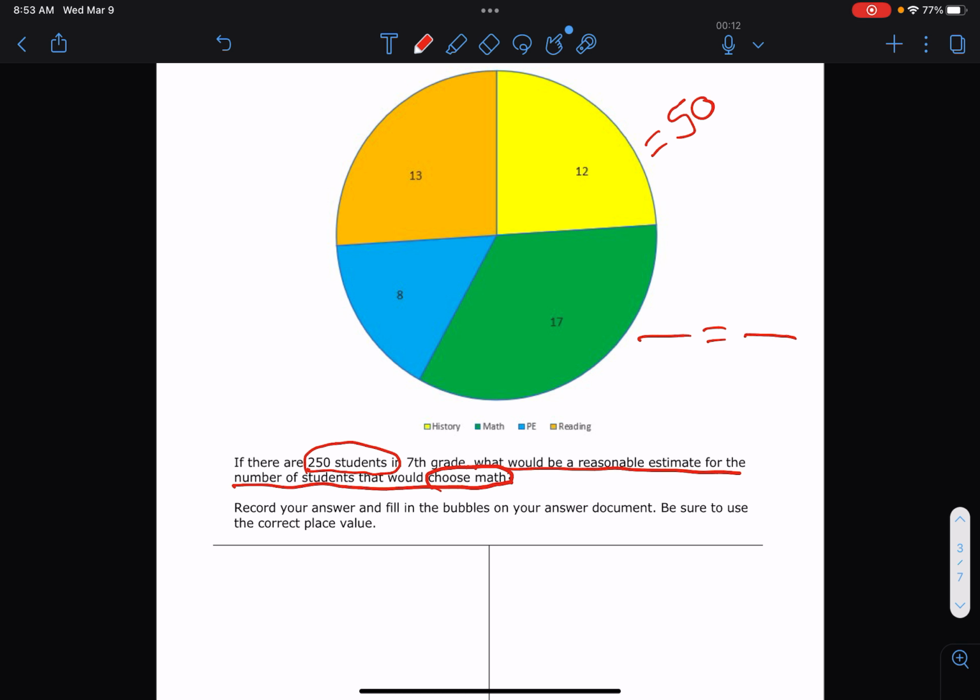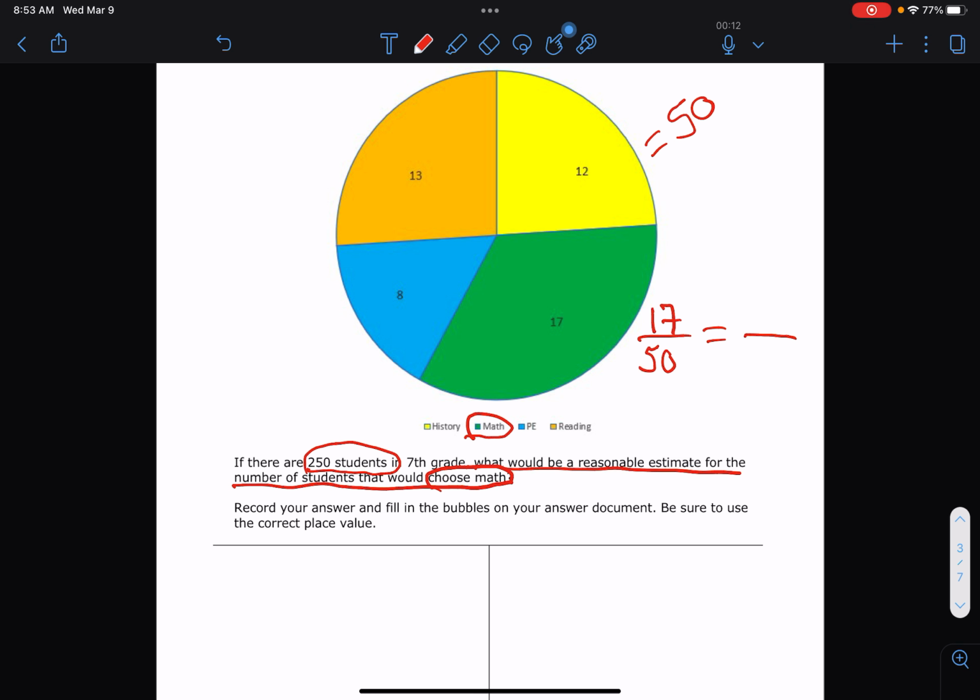So we know the graph represents 50, so that is our whole, that is our total for the graph, okay? And then we want the people who chose math. Down here in our key, it tells us math is green. So how many people chose math? 17. So that is my part. Okay, so I have my part over my whole.